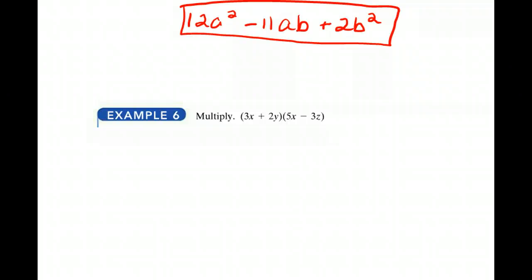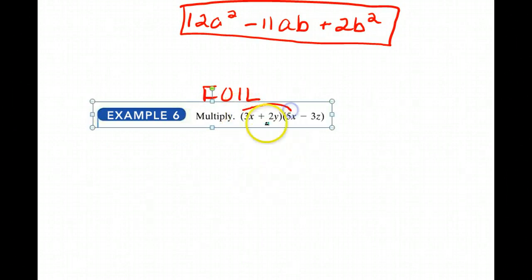Okay, by now you should have had an opportunity to complete example 6 and you should be ready to check your answer with me. So following the steps of FOIL, F-O-I-L, first, outer, inner, last, the first thing that you would want to do is multiply the 3x times the 5x, which should have given you 15x squared. Then you want to multiply your outer terms. 3x times negative 3z gives us negative 9xz.